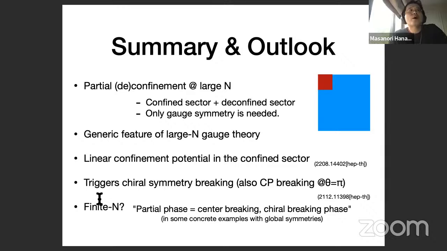And one of the reasons that we used global symmetry is that chiral symmetry breaking is a well-defined notion, even at finite N. And when we have center symmetry, for example, a Hagedorn transition can be characterized by breaking of center symmetry. And the Gross-Witten-Wadia transition couldn't be characterized by center symmetry, but it was related to global symmetry. The Gross-Witten-Wadia transition does not have an obvious counterpart at finite N, but the global symmetry breaking has an obvious counterpart at finite N, of course. So I would say in some concrete examples with global symmetries, the partially deconfined phase is characterized as a center breaking, color breaking phase. This is the way we might be able to generalize this story to finite N.